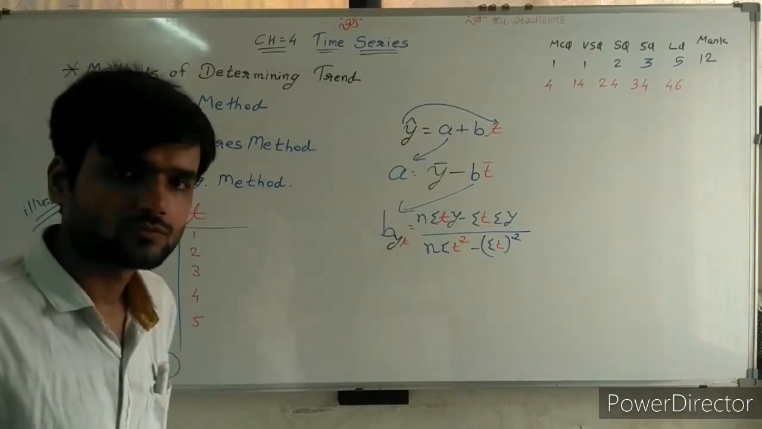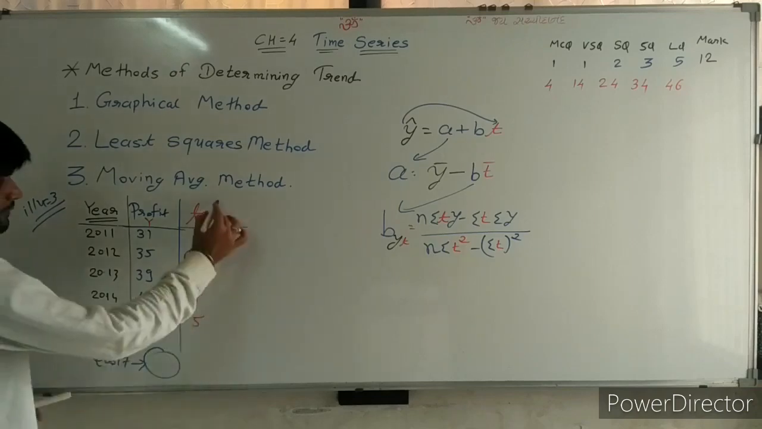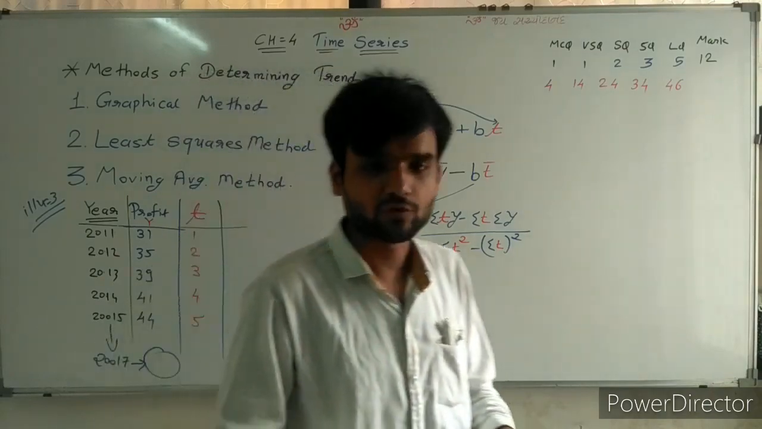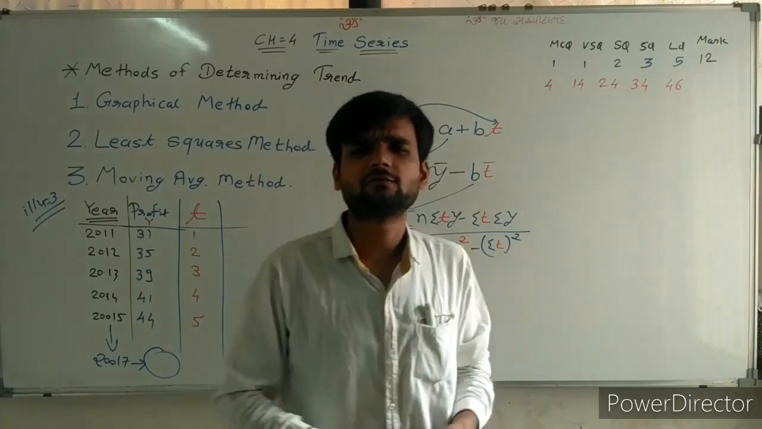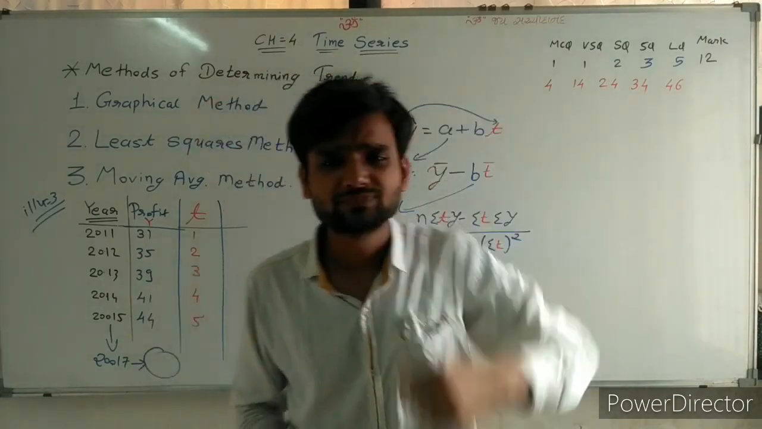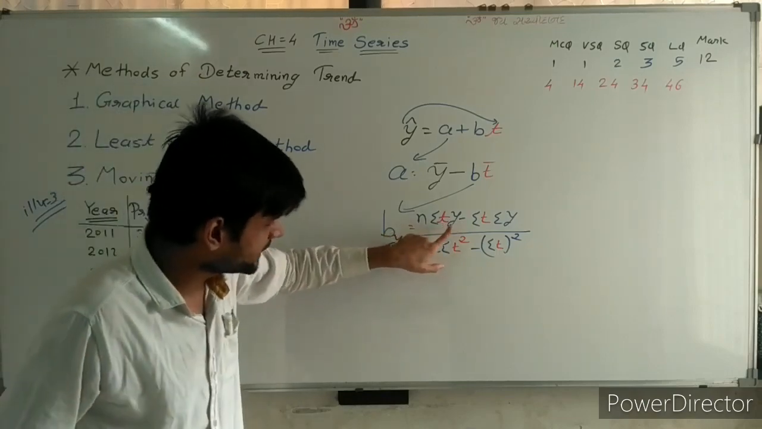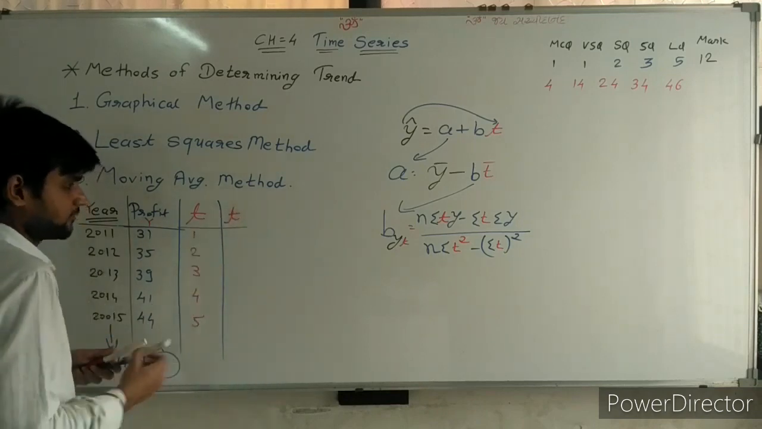That is not given. So first of all, for 11 we take time 1, for 12 time 2, for 13 time 3, for 14 time 4, and for 15 time 5. So t is given. Compulsorily we have to write 1, 2, 3, 4, 5 for the different years, whatever is given. Going ahead. Now sir, to find b, what do we need? First of all we need ty, multiplication of t with y.